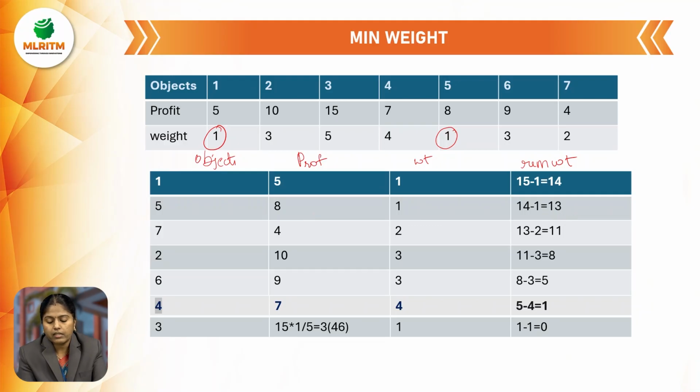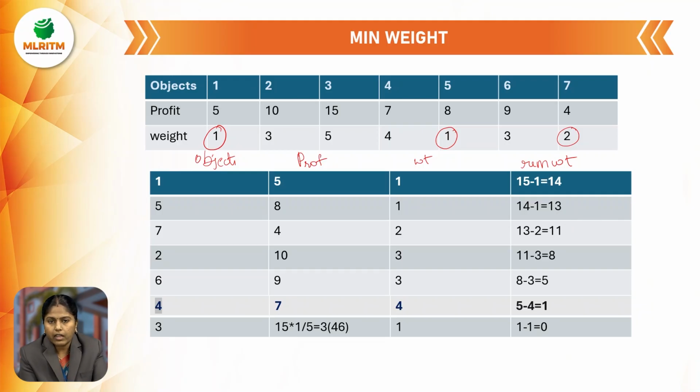Okay, these are completed, and the next minimum weight is 2. In the minimum weight 2, what is the object here? 7. What is the profit here? 4. What is the weight here? 2. That is 13 minus 2, which equals 11. Okay, 2 is completed. Next you have to go for the 3.